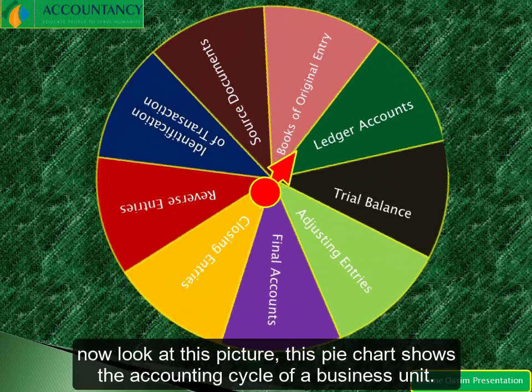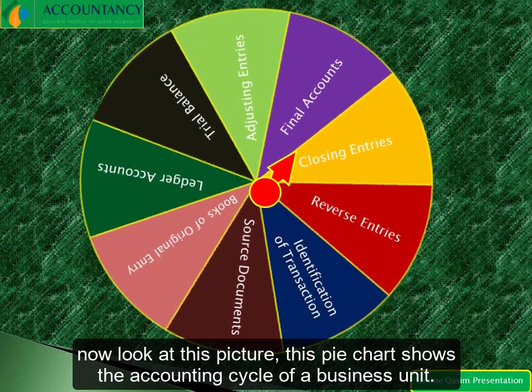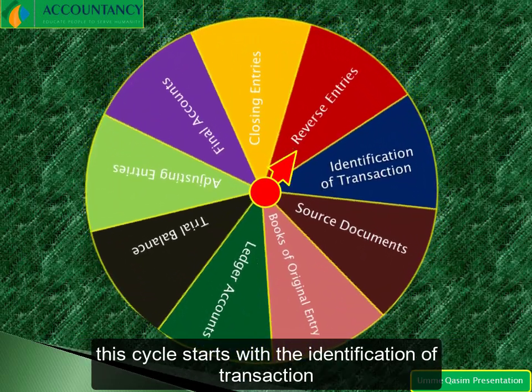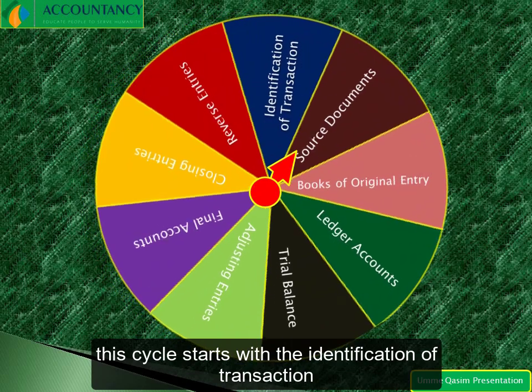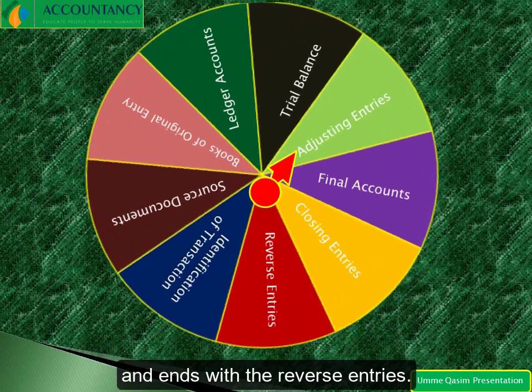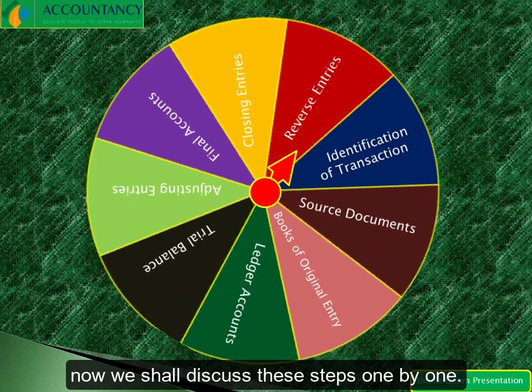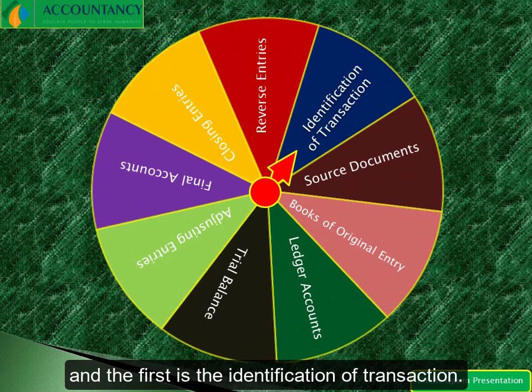Now look at this picture. This pie chart shows the accounting cycle of a business unit. This cycle starts with the identification of transaction and ends with the reverse entries. Now we shall discuss these steps one by one. And the first step is the identification of transaction.